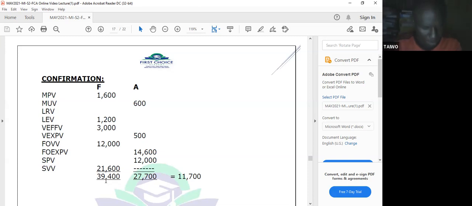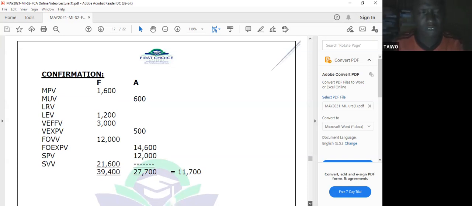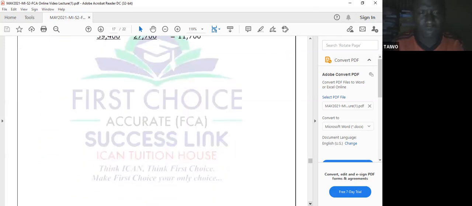So the difference between 39,400 minus 27,700, you can use your calculator on that, is 11,700 favorable. Can you see? 11,700. I hope you know the reason why it's favorable. The favorable, 39,400, is more than the adverse, 27,700. So favorable will take the sign. So that is that for the work for the confirmations.